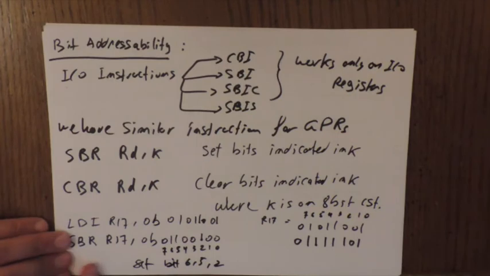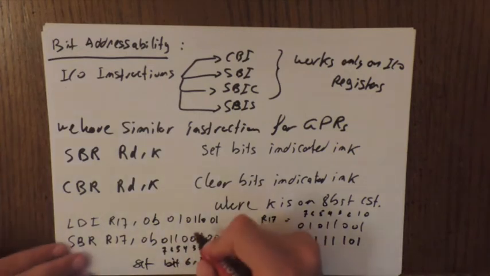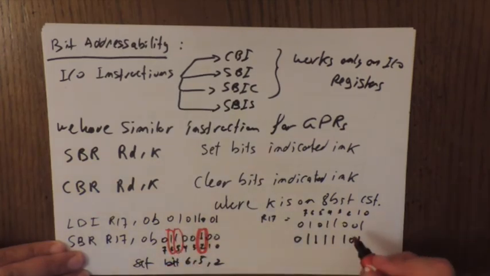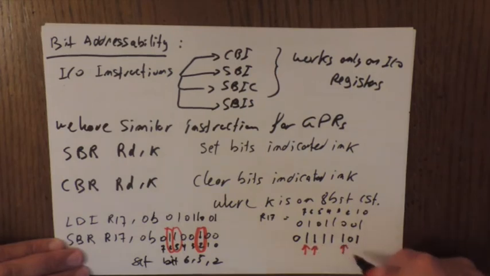So SBR checks the bit locations where we have ones, and it sets the location indicated by the constant supplied to SBR. As we see here, we have bit 2, so we will set bit 2, bit 5, and bit 6, and this is what happened. This is bit 6, this is bit 5, and this is bit 2.